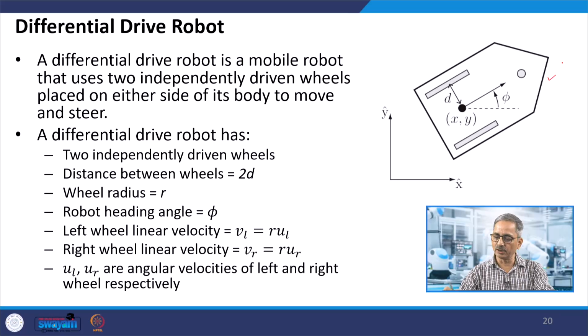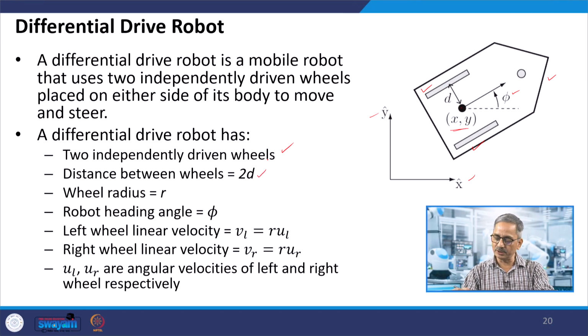So, suppose this is your mobile robot, there are two wheels over here, okay, and I have got a coordinate system x and y with respect to which I am describing this. Say the CG I can describe by x and y coordinate, and its heading angle I can describe using phi. Okay. So, a differential drive robot is a mobile robot that uses two independently driven wheels placed on either side of its body to move and steer. Okay. So, it has got two independently driven wheels as I have shown here.